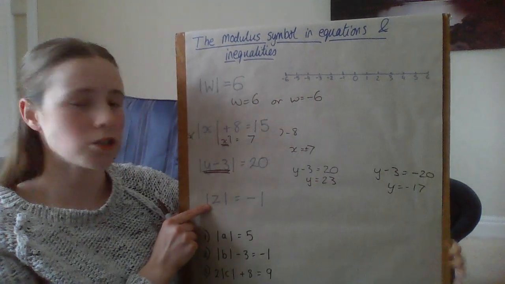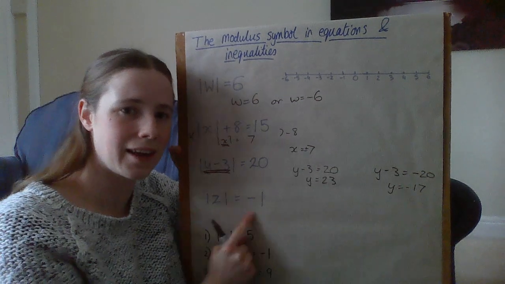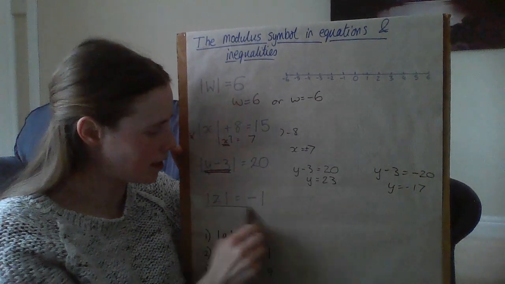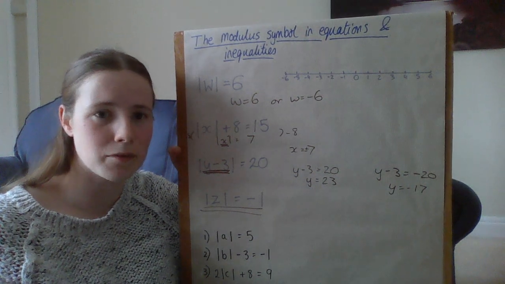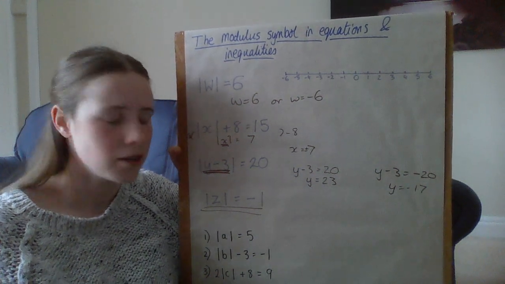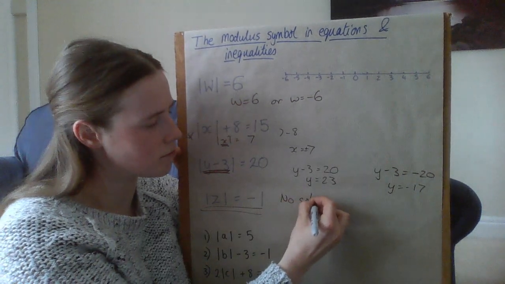Next one, modulus of z is equal to negative 1. Now, what this is actually claiming is impossible. What this is claiming is the distance of z from 0 is a negative. A distance cannot be negative. So if you think about that, you're going to end up with no solutions.